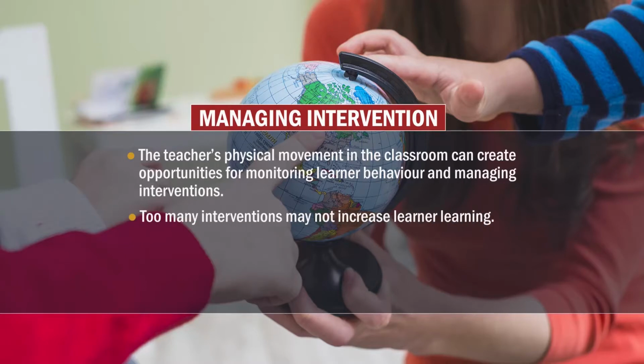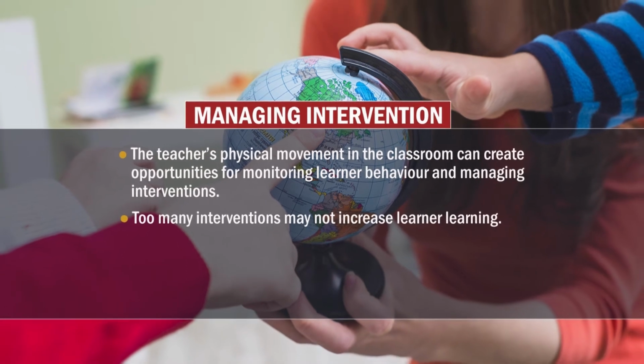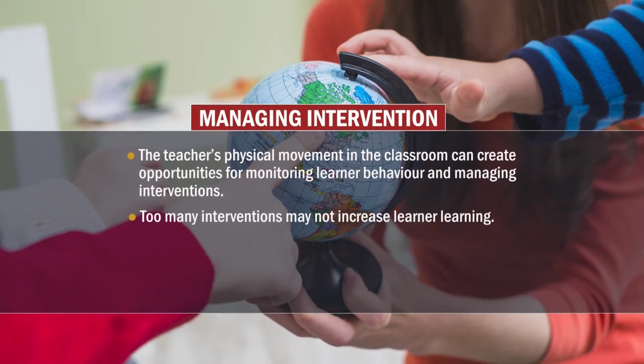But remember that if you are giving a lot of interventions, it will not increase learners' learning. Sometimes over-interventions become counterproductive, especially when the interventions are likely to interrupt the flow of the lesson. Such interventions should be avoided.